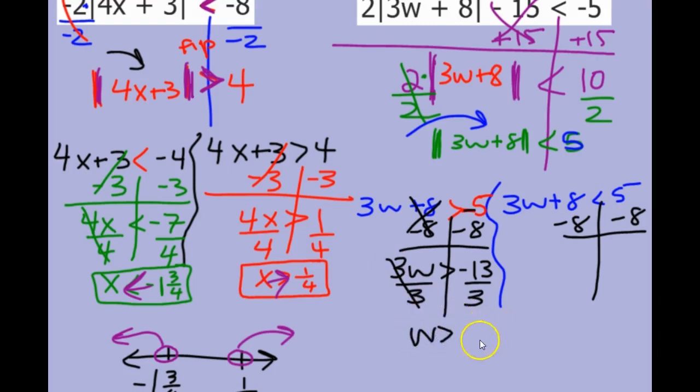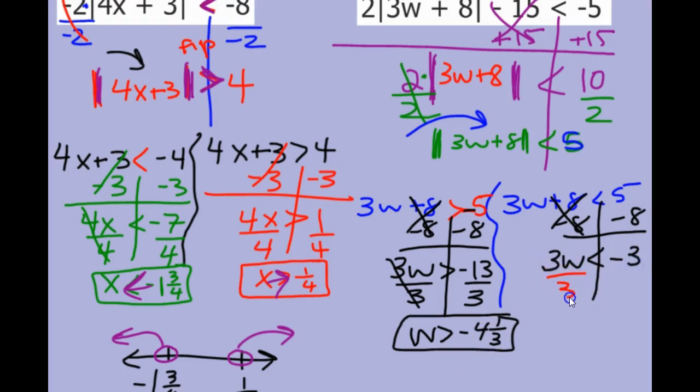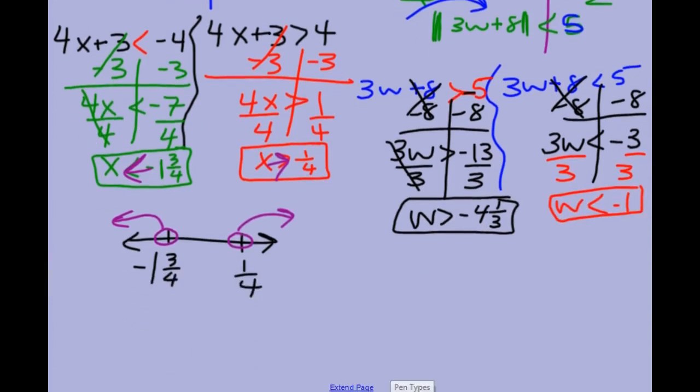W is greater than, I know it's going to be negative, 3 times 4 gives me 12, and then there's 1 left over, so 1/3, or negative 4.3 repeating. Over here, same thing, we have 3w is less than a negative 3, and then divide by 3. 3 divided by 3 is 1, and it's negative. And we just have to graph it.